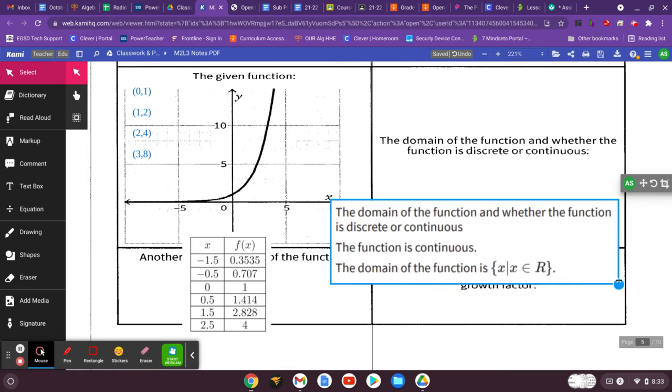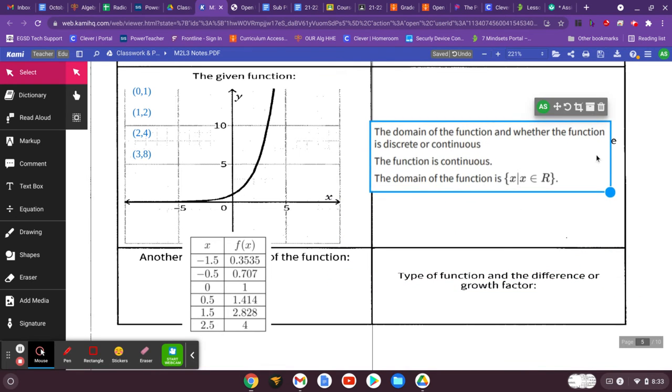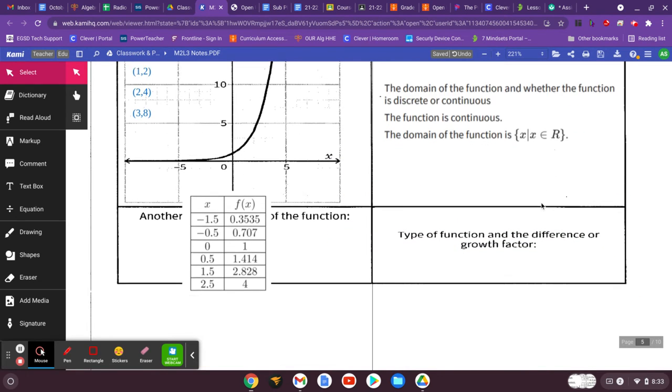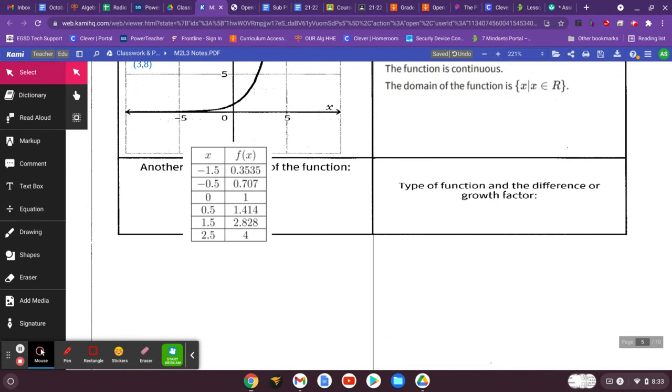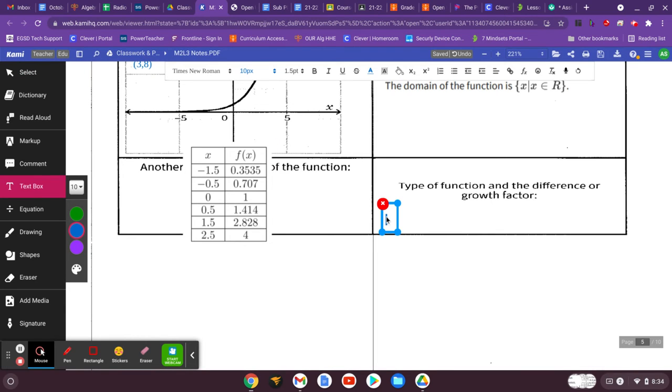Get that out of the way. There we go. And so I can put that in here. I said you're cutting and pasting. So that means we need to have the type of function and the growth factor. So when looking at this, I see that this is a continuous exponential, and my common difference, or not common difference, my growth factor or my common ratio, whatever you want to call it, is 2 when I look at my graph.